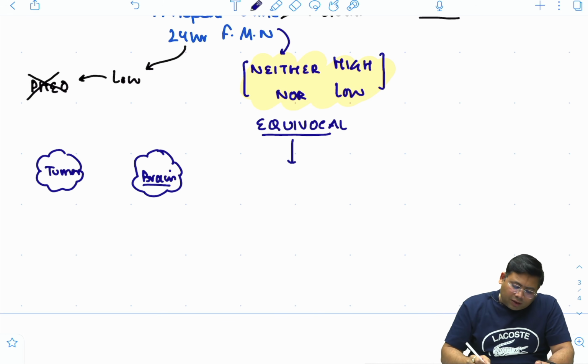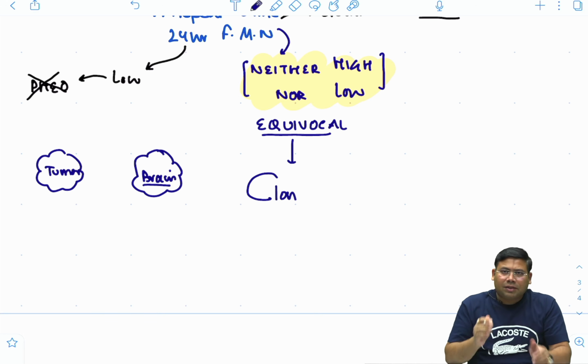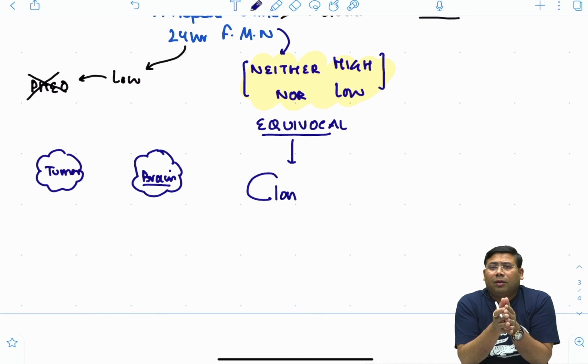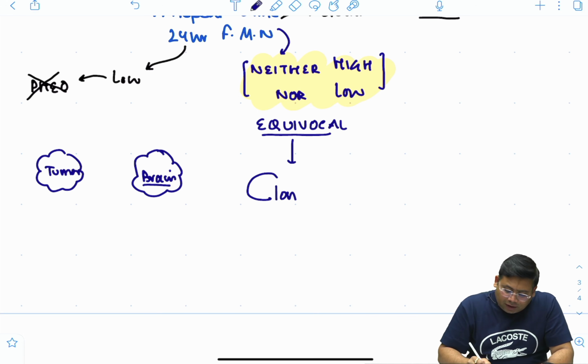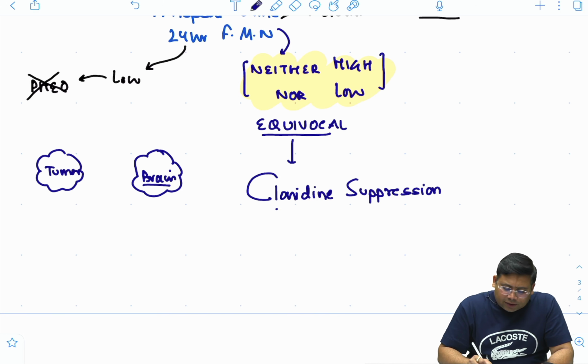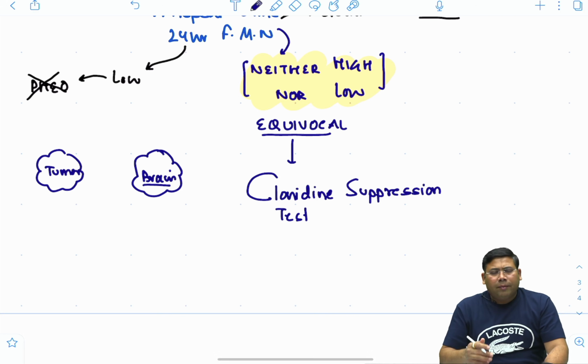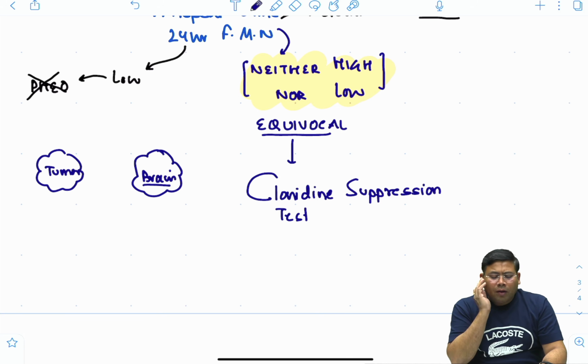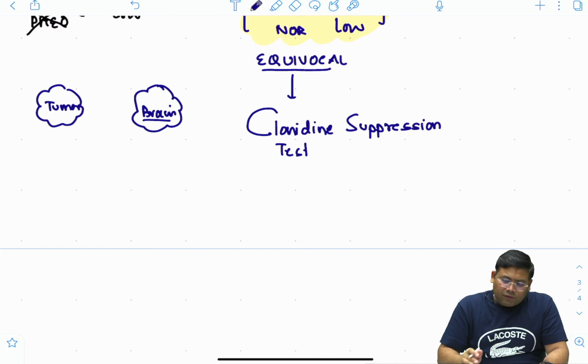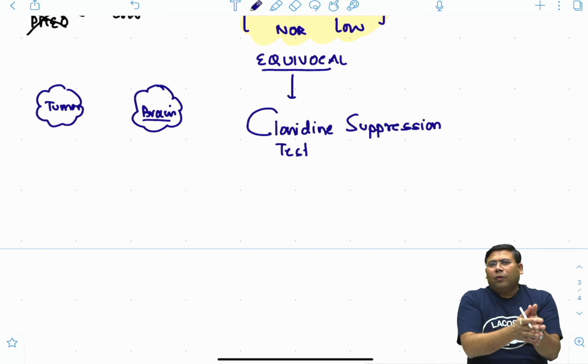So in that case you will use a suppressant to the brain, because you cannot suppress a tumor, you can suppress the brain. And what is that? Alpha 2 agonist. So clonidine suppression test. If I go for a clonidine suppression test, we use 0.2 mg per kg. So we give a short injection and then we measure it. So clonidine is going to act on the brain.